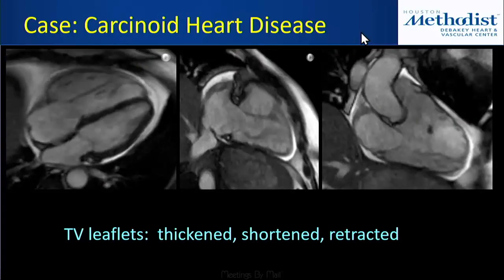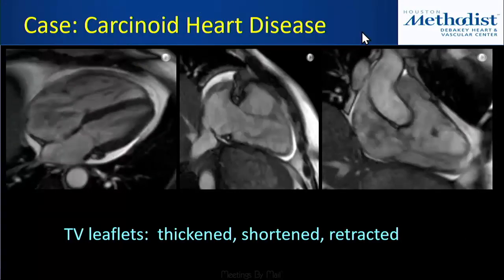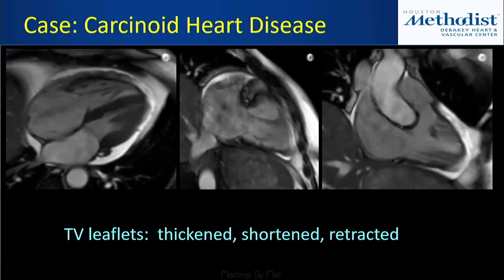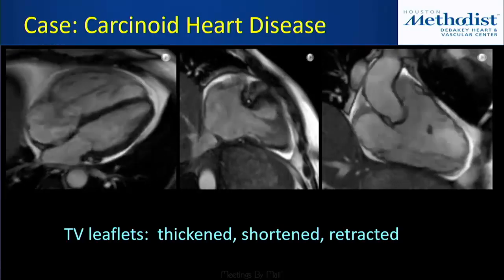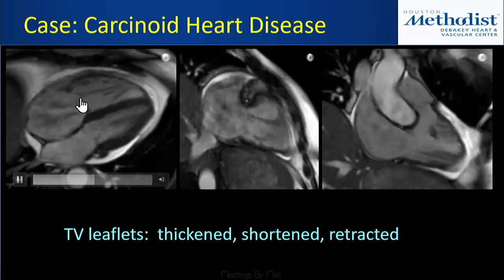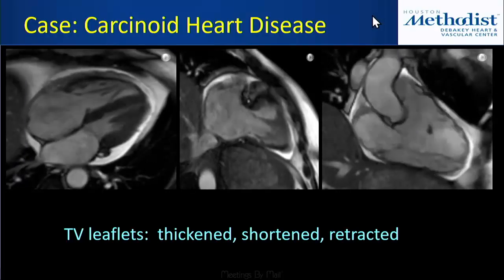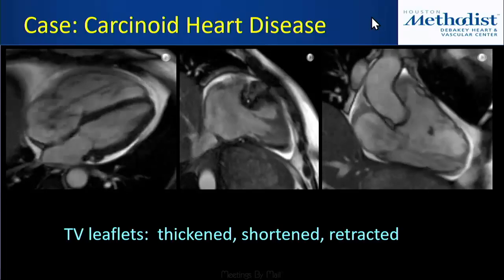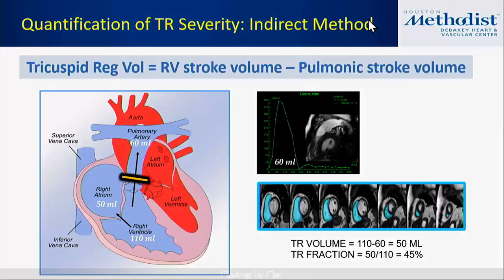So I said 90% is functional, which means 10% isn't. So there are cases of primary TR. This is an example of carcinoid. You can very clearly see thickened leaflets. They're shortened, retracted. It's the TR we all learn about in med school. It's fascinating when you see it. It's actually hard to miss. It's so unique. We also have tricuspid prolapse, which we see from time to time.